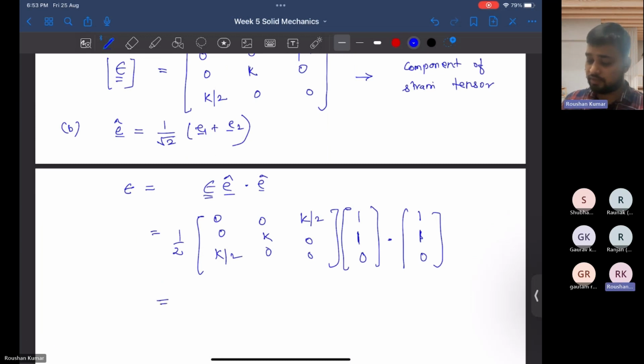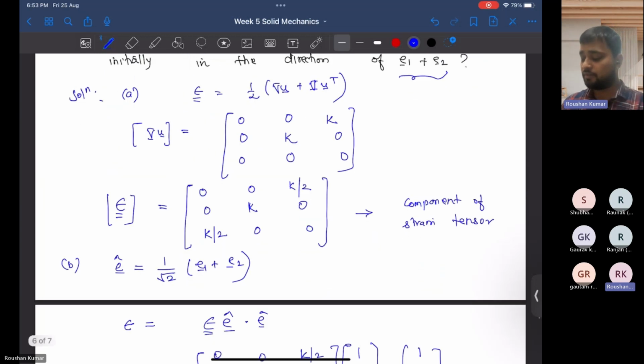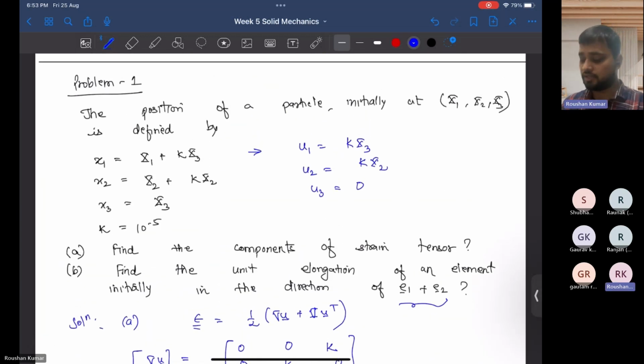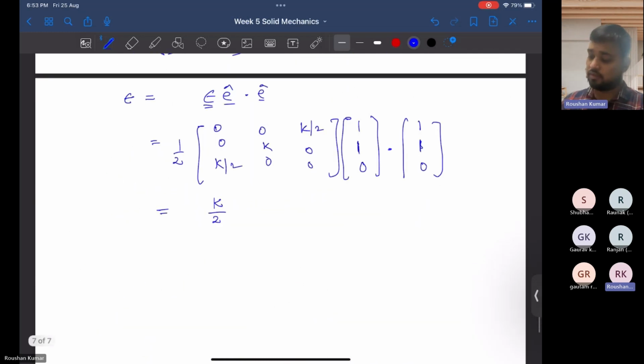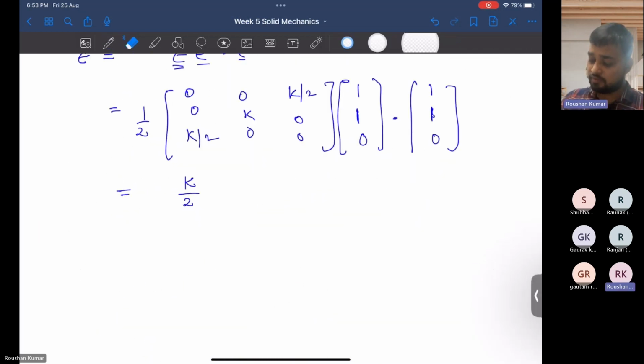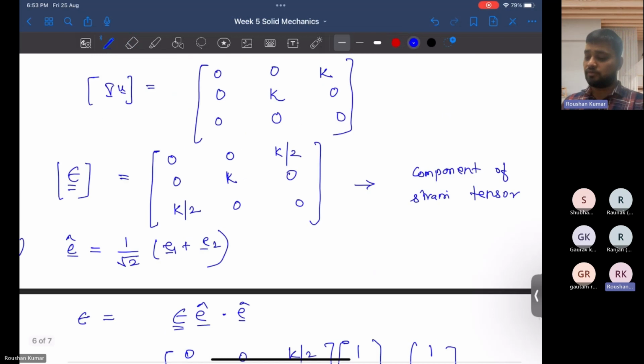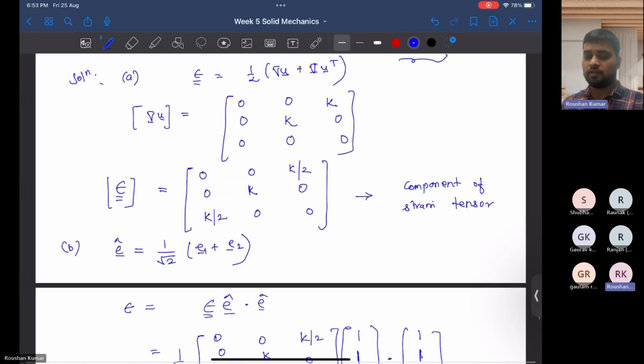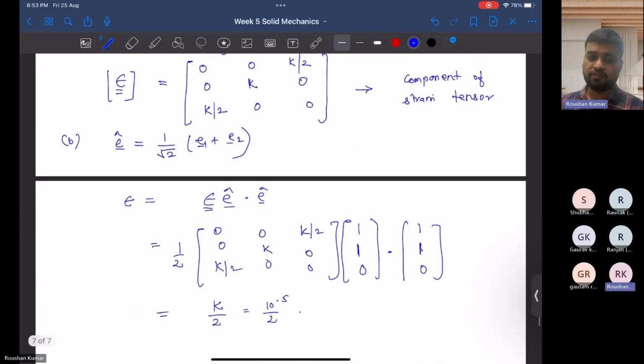And if we calculate this, we find that it is coming out to be k by 2, and the value of k is given in the question, that is 10 to the power minus 5. So this is nothing but 10 to the power minus 5 by 2. So this is all about question number 1. In this question we have to find two things. The first thing is the component of a strain tensor, and the second thing is to find the longitudinal strain along this direction, E1 plus E2 direction.